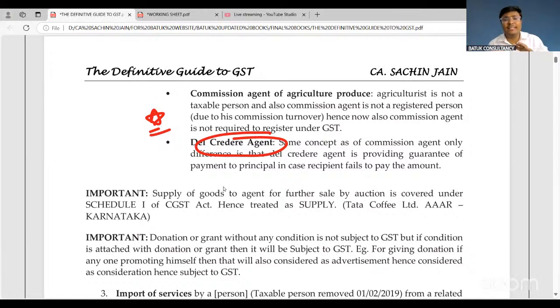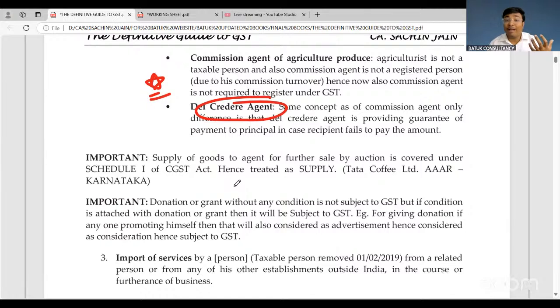A Del Credere agent is just like a commission agent. The difference is that the person provides a guarantee that if the buyer does not make the payment, I will make the payment. And for that purpose, Ganesh sir, he charges a certain additional amount of commission. Why am I taking these examples? The purpose is to provide clarity on the different scenarios available in the market.